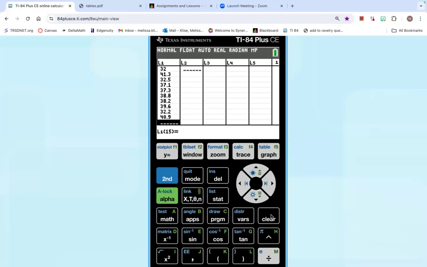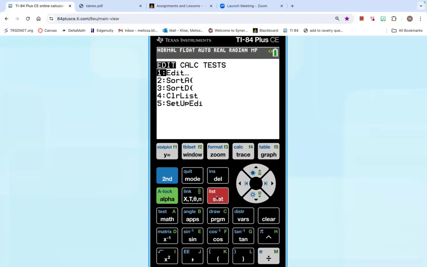Uh-oh. 37. Almost at the bottom and I start making mistakes. All right. I'll give you all a second to get the rest of those numbers in there. All right. Okay, now we're just going to do one of our stats first.